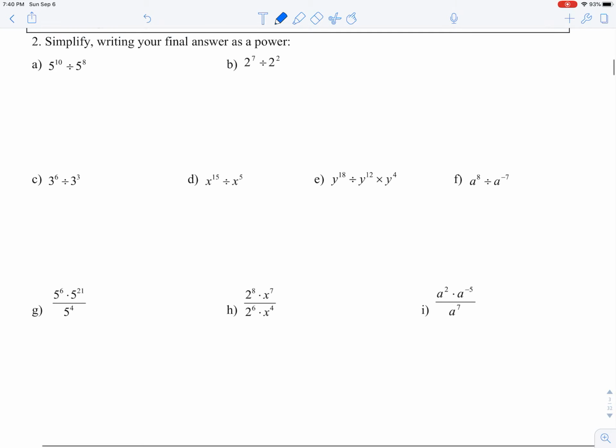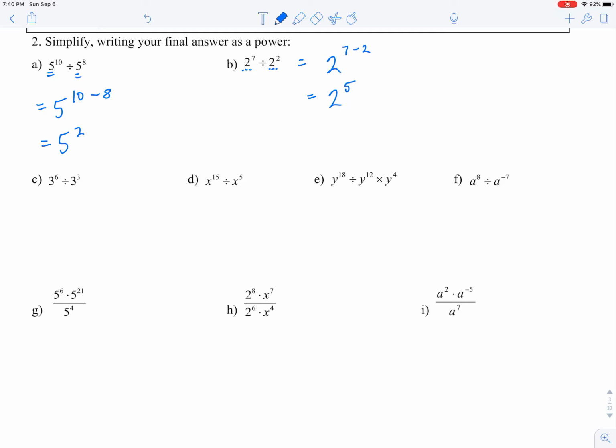For 2a, the bases match. So it's going to be 5 to the 10 minus 8 because we're dividing, or 5 squared. This one, the bases match again. So it's going to be, and we're dividing, 2 to the 7 minus 2 is 2 to the 5. This one here, bases match. So it's base 3 to the exponent 6 minus 3 because we're dividing. So 3 to the 3.